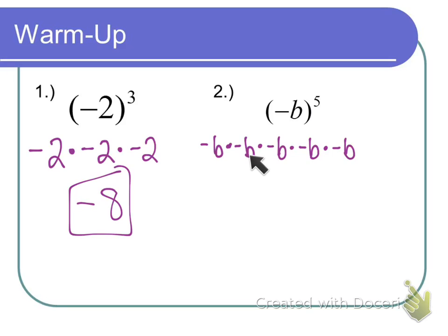A negative times a negative means that would come out to be a positive, and b times b would give us b to the what power? Second, or b squared. Okay, and we do that again here. -b times -b. A negative times a negative is a positive. B times b is b squared. We're still multiplying these things together. This last one on the end doesn't have somebody to multiply to just yet, so I'm going to bring him straight down.